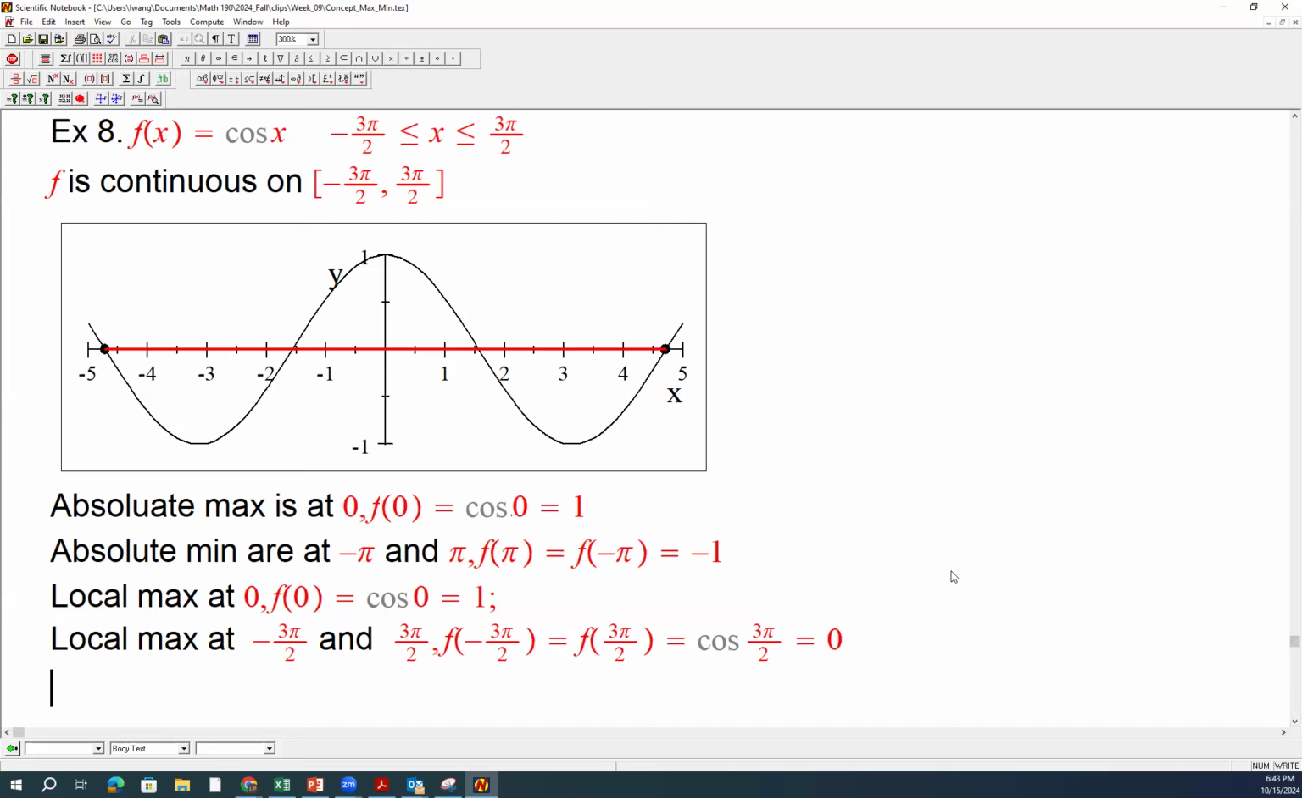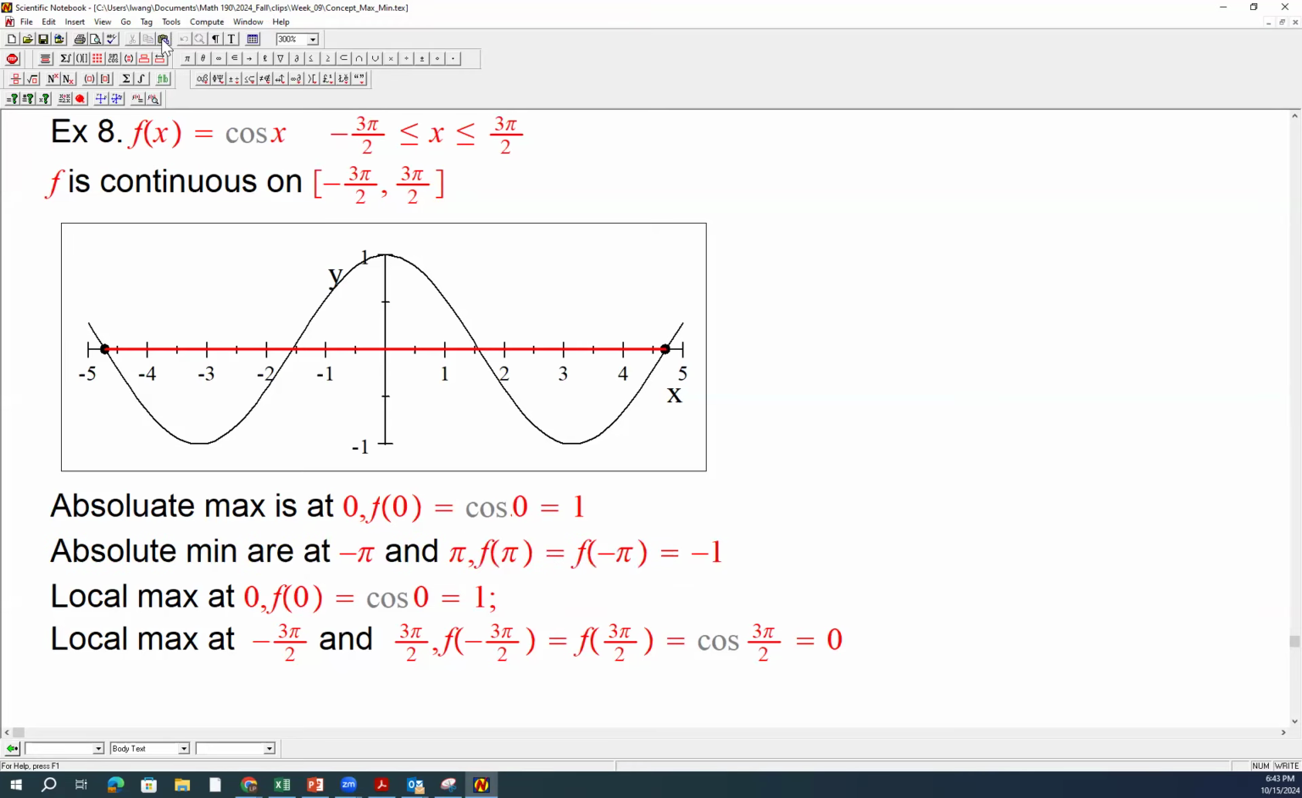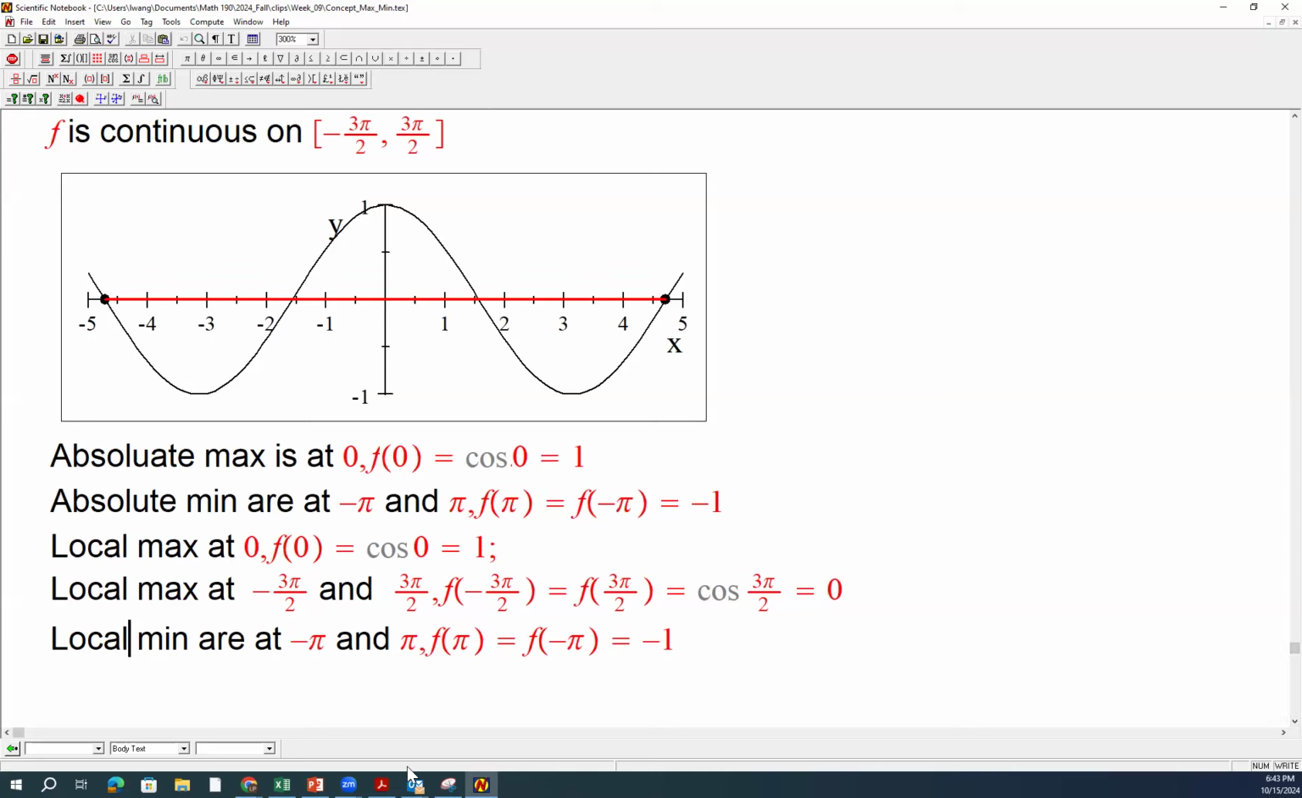Now, let's look at the question. Do we have local minimum? Yes, the absolute minimum are local minimum. So local minimum in this case are at 2 points, okay? So now we learn how to identify these values, right? Okay.